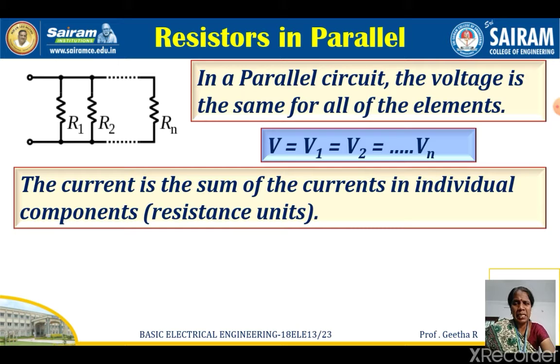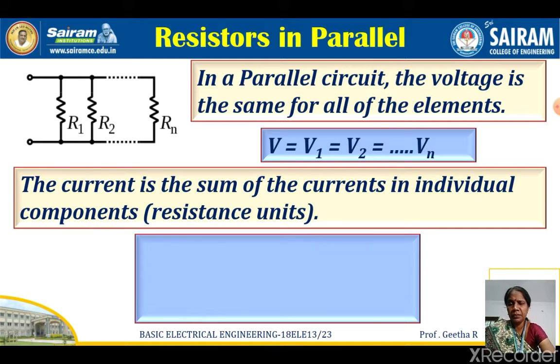The current is the sum of the currents in the individual components. If you call the current through R1 as I1 and current through R2 as I2, similarly current through Rn as In, the total current supplied by the voltage V is nothing but the sum of all the currents. So you can write I is equal to I1 plus I2 plus up to In.